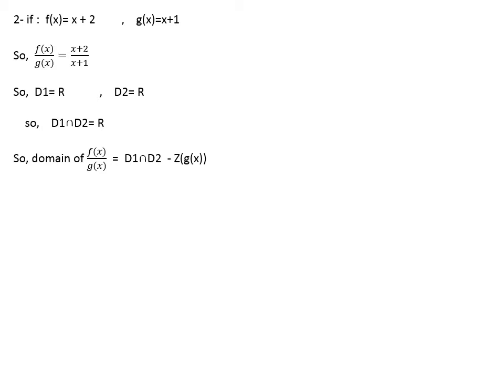So the domain of the division of two functions will be the intersection minus the set of zeros of g of x. The set of zeros of g of x will be -1. So here the domain of the division of the two functions will be all real numbers minus the set of zeros of g of x, which is -1. Because if we apply -1 here in the divided function, it will be x plus 2 over 0, and we can't divide by 0, so we neglect -1.